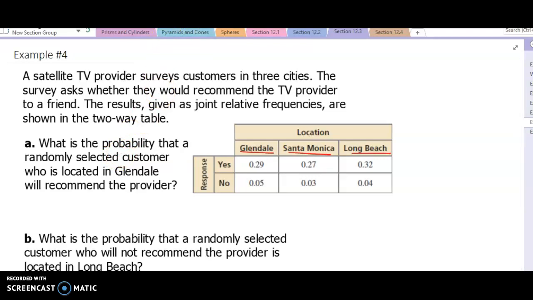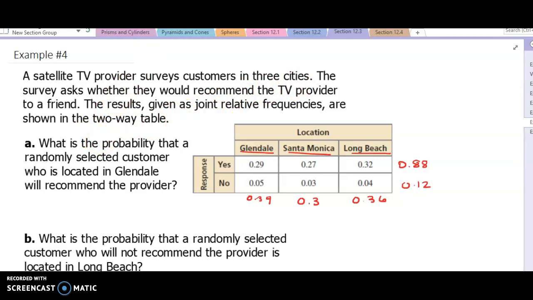All right, so let's do some totals here, okay? So let's just add up each of these columns. So 0.29 plus 0.05 is 0.34. 0.27 and 0.03 is 0.3. This is 0.36. Okay, those add up to 1, so we're good. So across, this would be 0.88, and this would be 0.12. Those add up to 1, so we're good. All right, that'll make our lives a little easier.